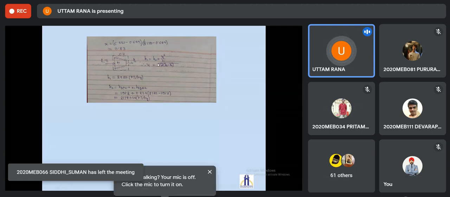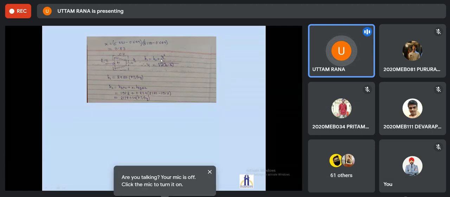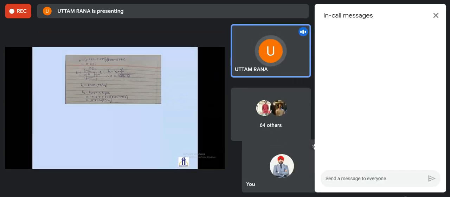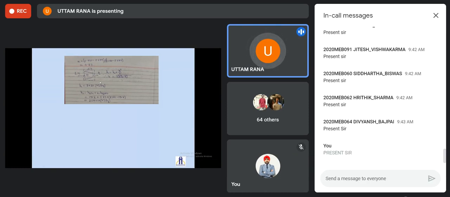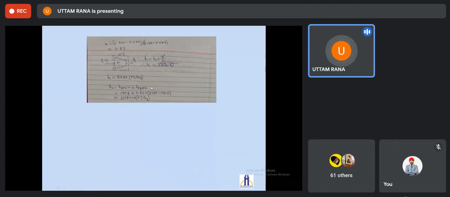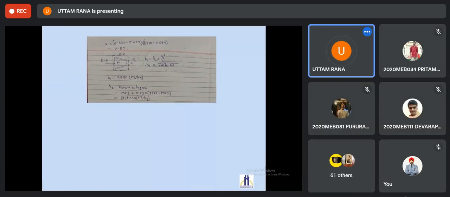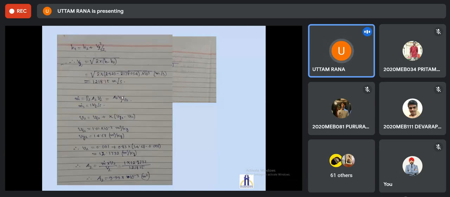So what will be the value of V2? V2 will be equal to the square root of 2 into (H1 minus H2), where H1 and H2 are the enthalpies at state 1 and state 2. We know state 1, and we get its enthalpy from the superheated steam table. For H2, we know the pressure and the quality of the steam, so we can find the value of H2. Once we know H2, we can calculate V2. Both H1 and H2 values are available, so we can calculate the value of V2.